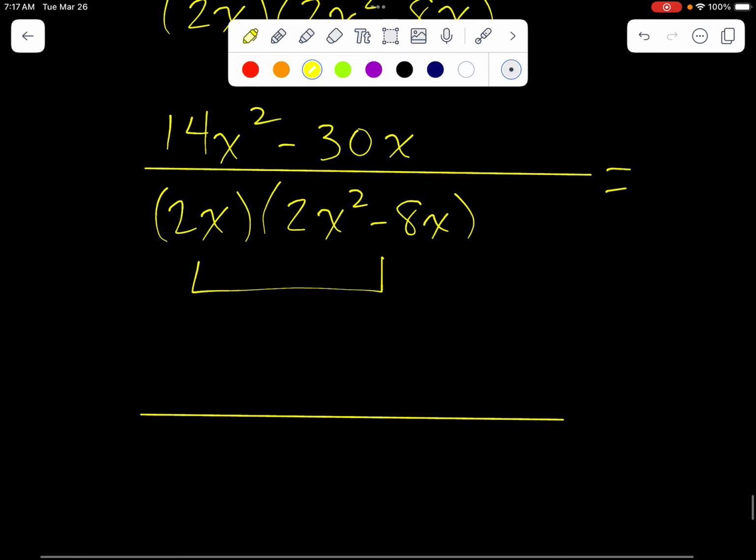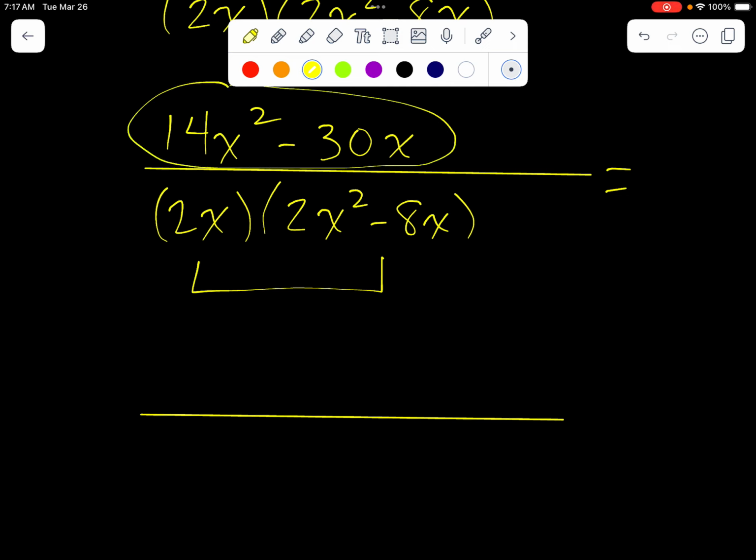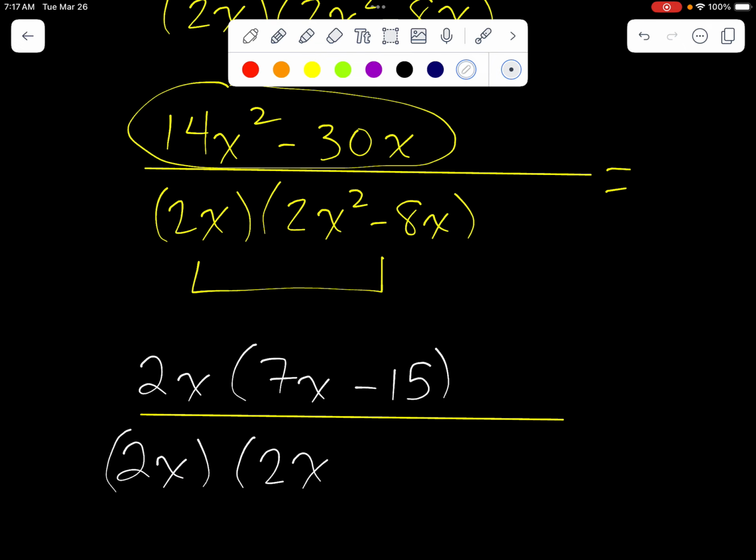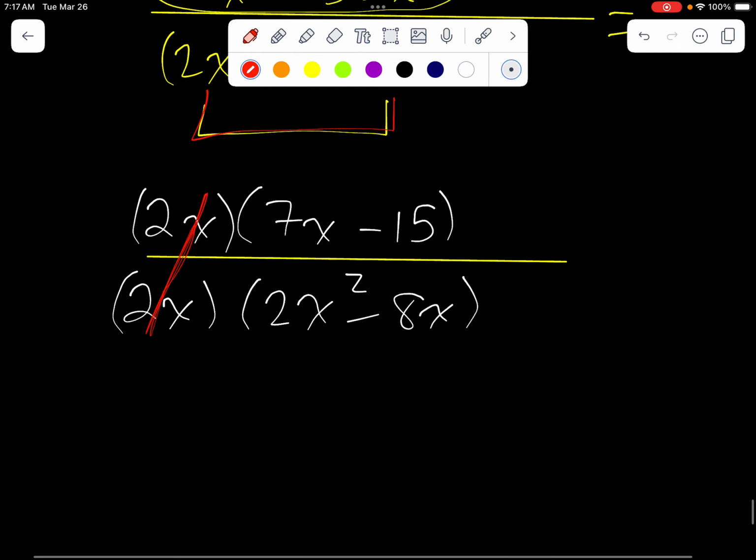Let's try that and see what happens. So we have this part up top. Now if I look at this part up top, I can factor this out. What's the biggest number that goes into 14 and 30? That would be 2, and then I can factor out an x. So I can say that is 7x minus 15. Oh, and so right here, look, we have a 2x on the bottom and a 2x squared minus 8x right here. And if you have matching terms top and bottom, we can cancel these out. So I don't have to put these two together, right? That's why we wanted to wait till the end.